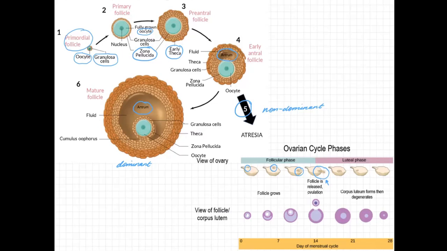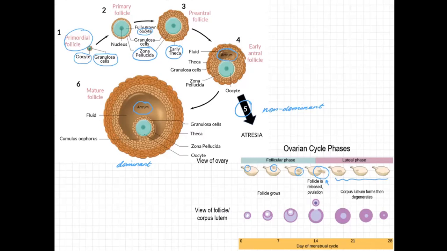So during ovulation, this secondary oocyte and surrounding cumulus cells are going to be ruptured, and they're basically expelled into the peritoneal cavity. This happens around day 14 of your menstrual cycle. The remnants, over here, are going to be called your corpus luteum. That's what you call your remnants.